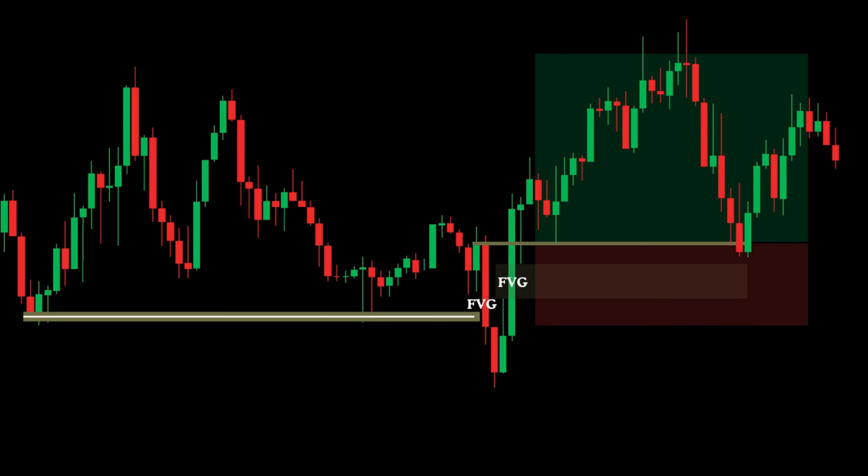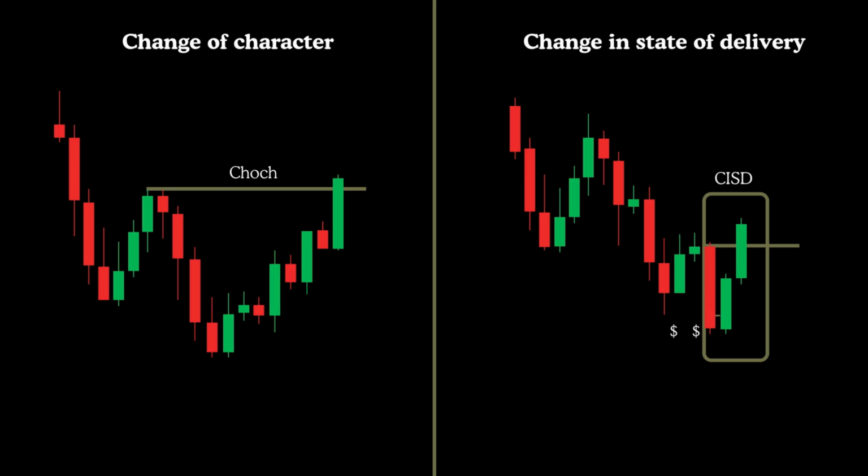This situation is a textbook illustration of how to spot a shift in the state of delivery on the chart, and how it differs from a typical change of character. A change of character takes place when price breaks through a significant market structure, indicating a shift in the overall market trend. This change may unfold gradually or occur suddenly with strong momentum, but the core signal lies in the breach of a key structural level, showing that buyers or sellers are starting to dominate.